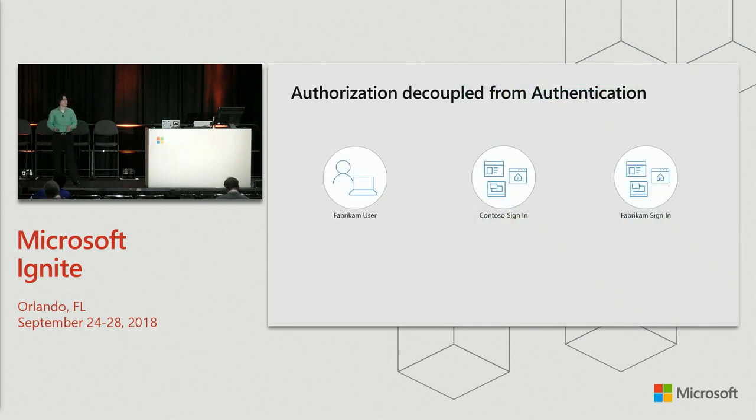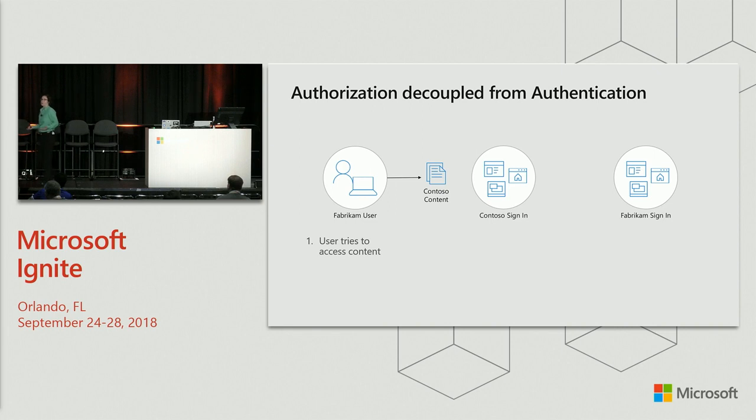Another thing that I want to emphasize a few times is this idea of the authorization step being decoupled from the authentication step. What that means is that the authorization can happen in the place that's most suited for it, while the authentication happens where it's most suited, and the authorization is the thing that you really care about, and that's the part that you control. So in this example, we'll say a Fabricam user is trying to access some Contoso content.